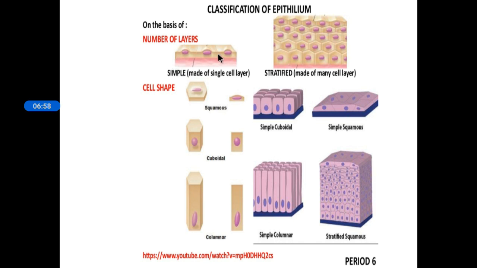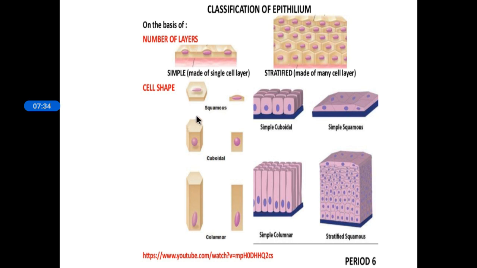Here you can see simple, that is made up of a single layer, only one layer of cells. And here you can see stratified. Stratified means made up of many layers. Here you can see 1, 2, 3, many layers. Cell shape also matters: this is squamous, that is simple. Then here you see cuboidal, cube shaped, and here you can see its arrangement, simple cuboidal. And here the squamous arrangement, simple squamous.